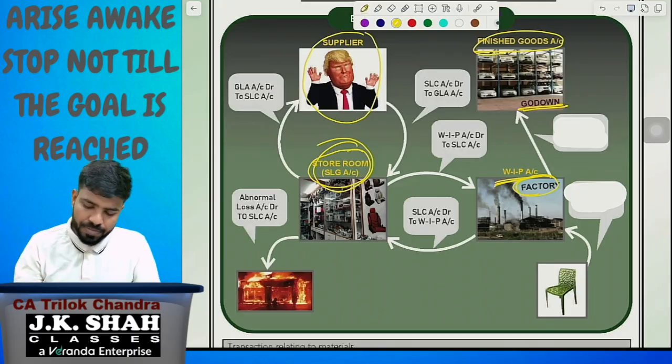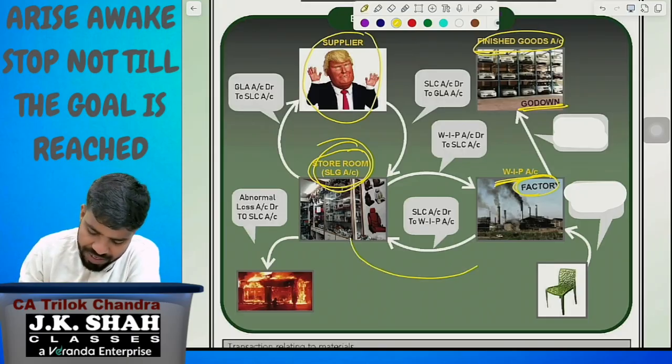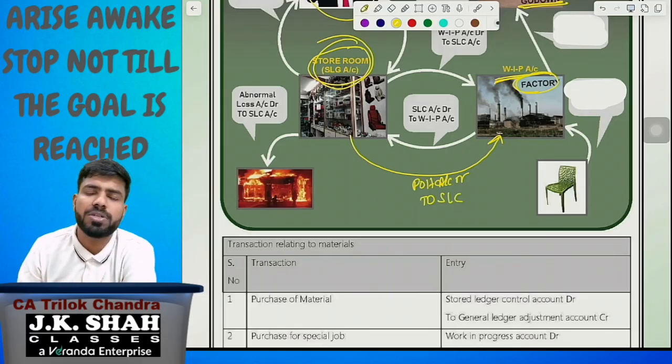Look at this entry. It is not there. I am writing that entry. Issue of indirect material from store to factory. The entry is production overhead account debit to SLC account.